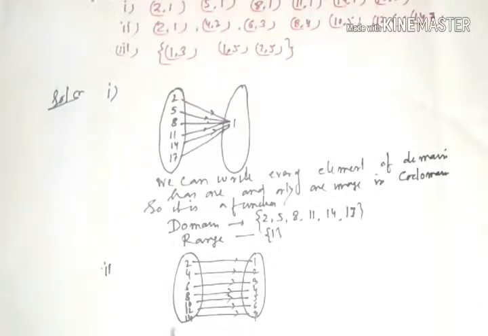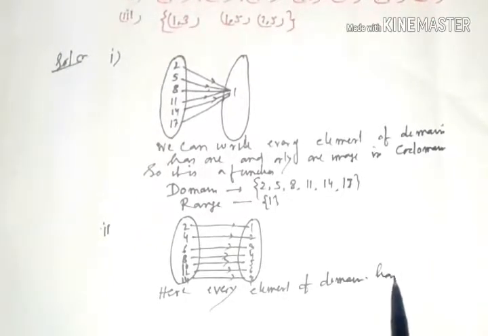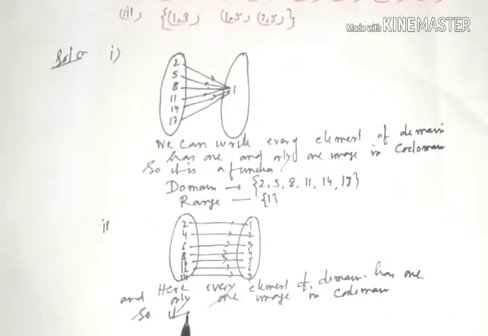So it is a function. We can write here also: every element of domain has one and only one image in codomain. So it is a function. Then what is the domain?